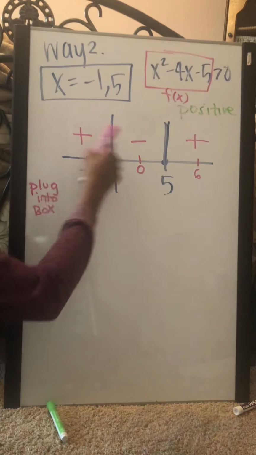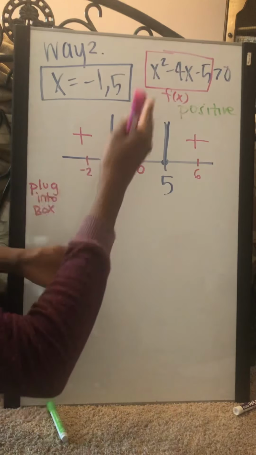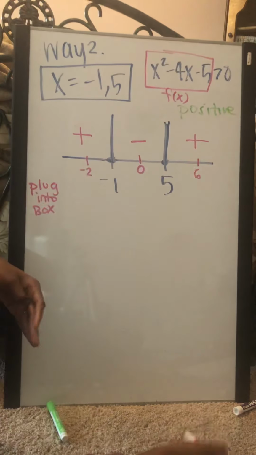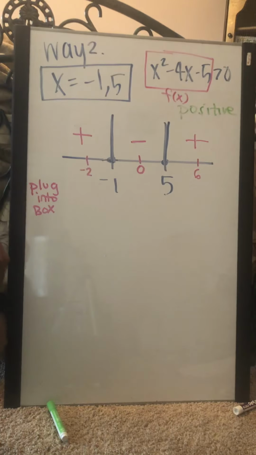So we get positive, negative, positive. One thing I like to point out, it's not always going to be alternating. It's not always going to be plus, minus, plus, minus. That just is going to happen on a lot of the problems that we work today.